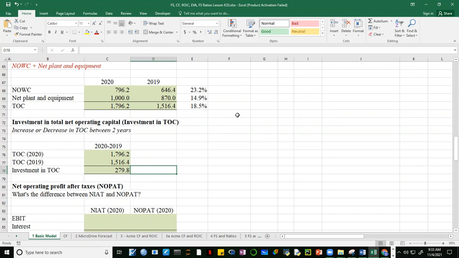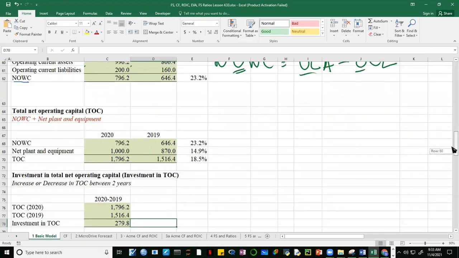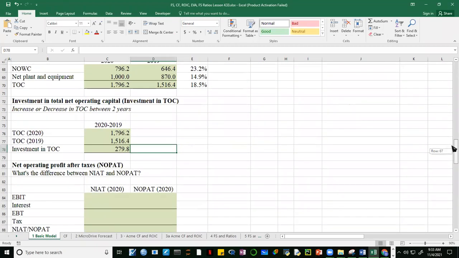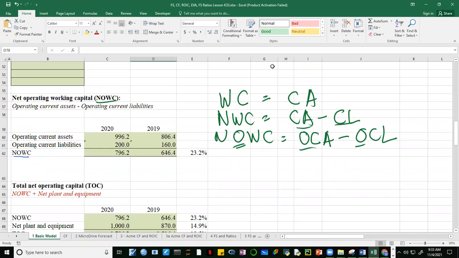Okay, any questions so far, guys, about these measures? NOWC, TOC, investment in total operating capital. Any questions? Okay, may I see your chat, guys? If clear so far, kung yes, no? Kung yes, paki-chat naman kung yes, kung clear siya so far. Okay, thank you.